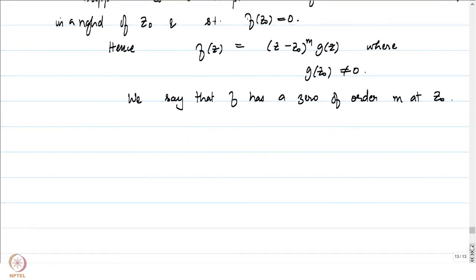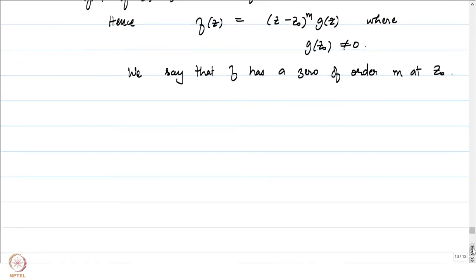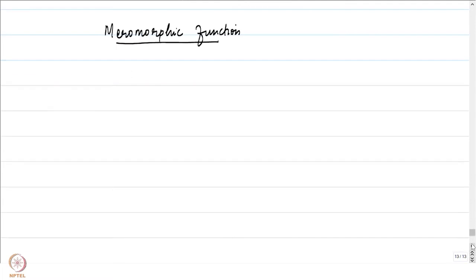Alright, let us keep these things in mind and try defining what is meant by a meromorphic function. To define a meromorphic function, we do not really need this jargon, but it is needed to describe what follows. Let me now define what is meant by a meromorphic function. We will stick to open connected subsets in this lecture from now on.